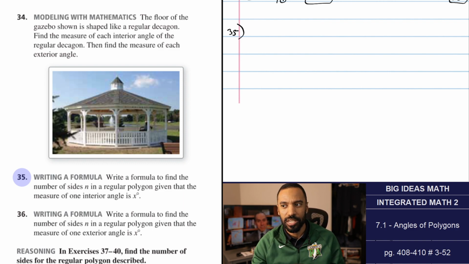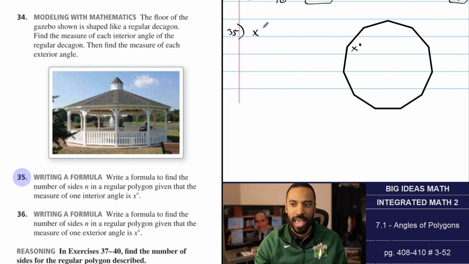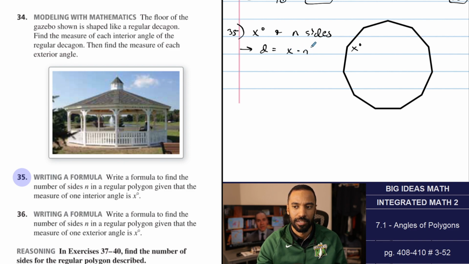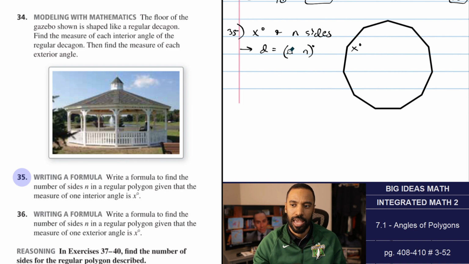Just to give you an indicator of what's going on, let's say I had a shape that looked like this. All those sides, all those angles, each of them is x degrees, and there are n sides. X degrees and n sides means the total sum is going to be x times n degrees. You multiply those together, because there are n amounts of those x's, or nx.